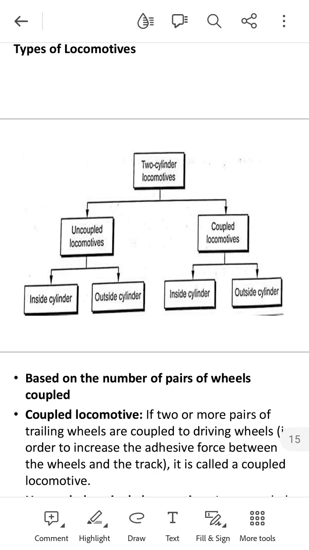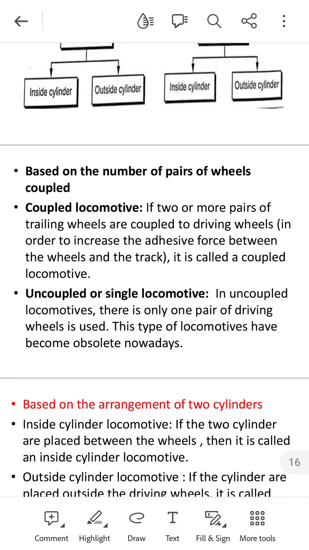Coupled locomotives: if two or more pairs of the trailing wheels are coupled to the driving wheels in order to increase the adhesive force between the wheels and the track, it is called a coupled locomotive. Uncoupled or single locomotive: in uncoupled locomotives, only one pair of driving wheels is used. This type of locomotive has become obsolete nowadays.